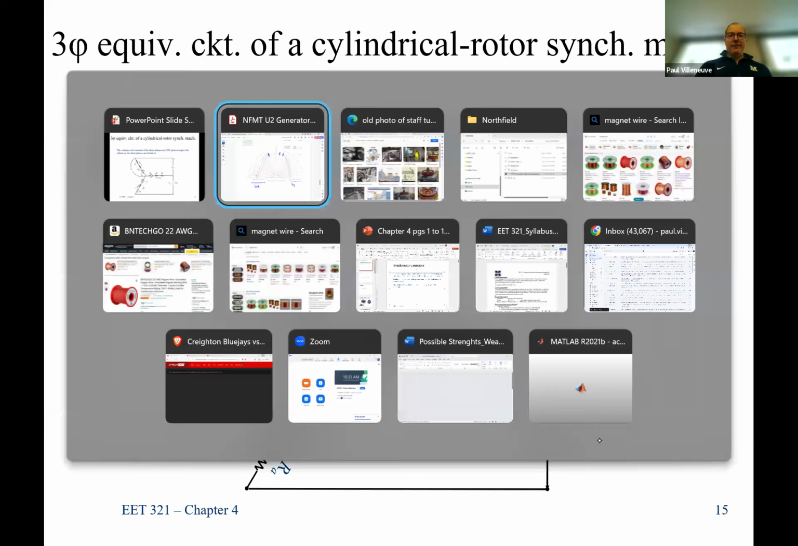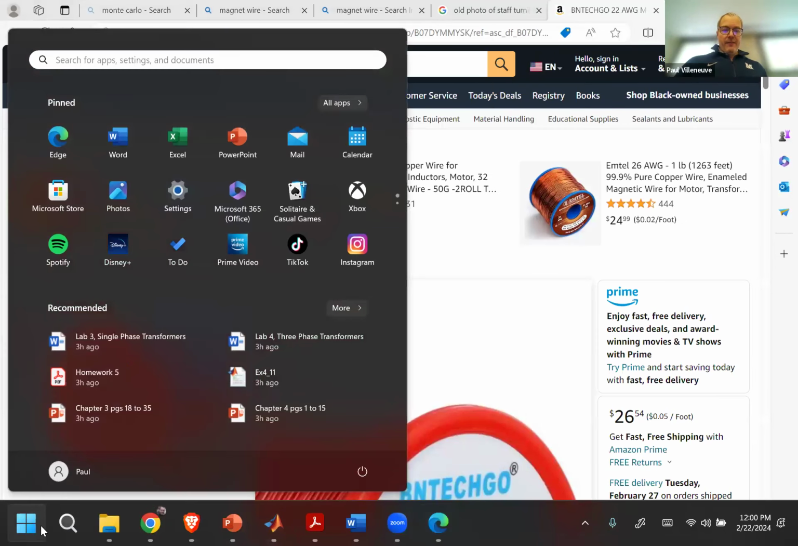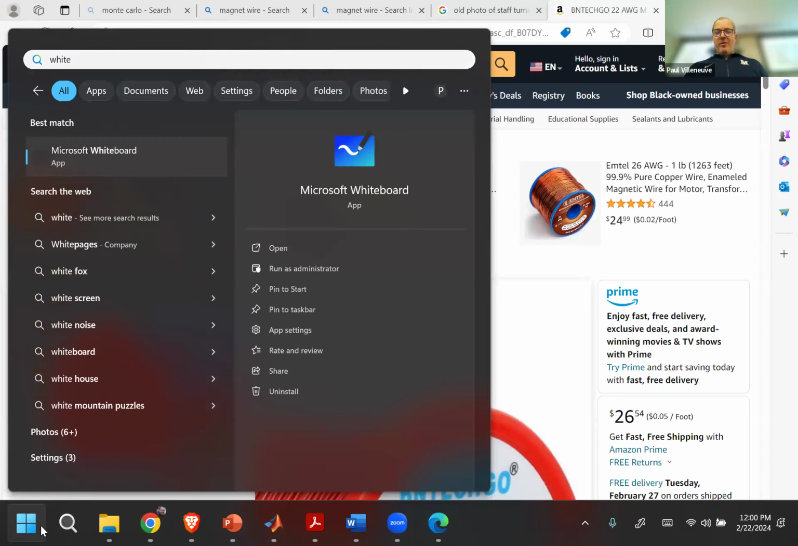How about a leading one? Where's my whiteboard? Oh, where's the whiteboard? Is it close? I had a lot of problems with the whiteboard earlier this morning.